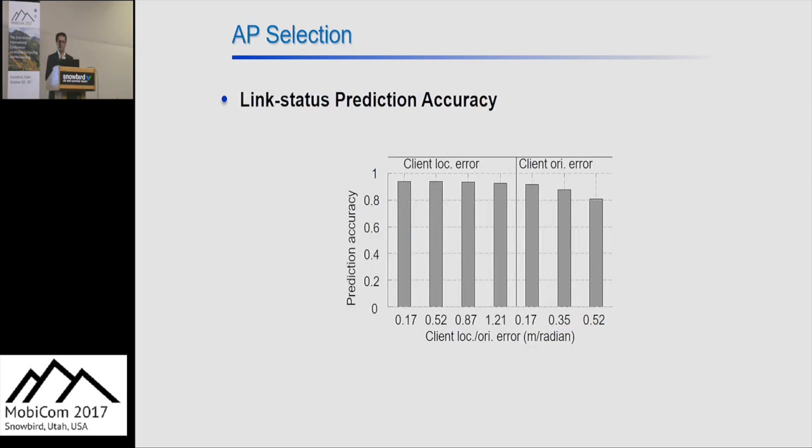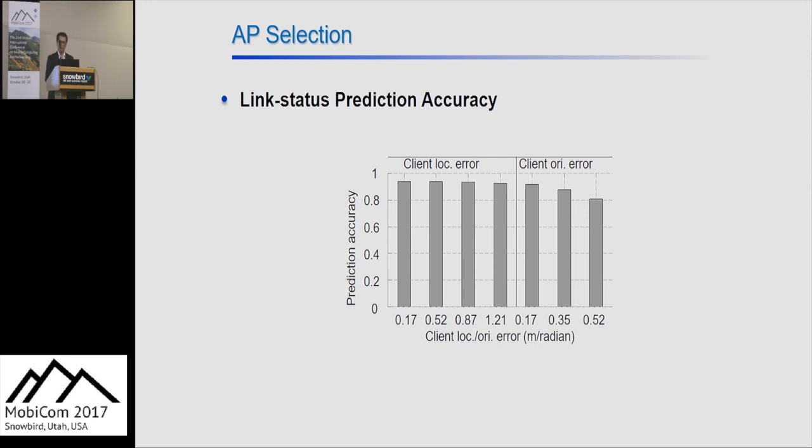We next evaluate the link state prediction accuracy, which is the key component in the AP selection. The ground truth is determined by the link throughput. For example, if the link bit rate drops below 1.5 gigabit per second, but the system predicts it's a good link, we will consider it a wrong prediction.